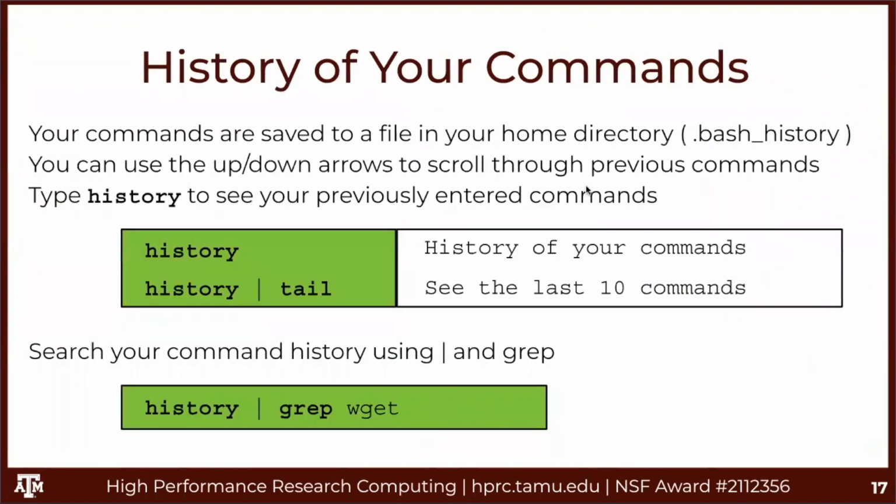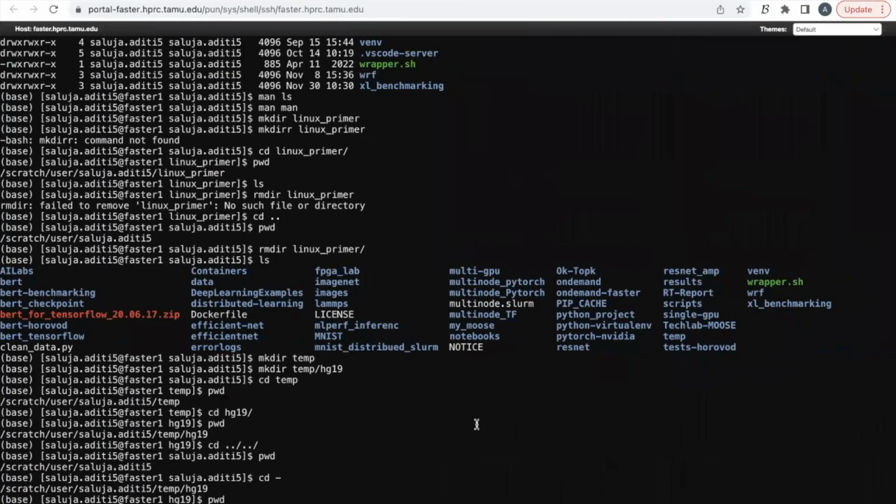Okay. The next section is going to be about the history of your commands. All the commands that we type in our Linux shell are saved to a file in the home directory known as .bash_history. So if you press the upward key on your keyboard, you'll be able to see all the past commands that we have been talking about right now. All the history is saved.